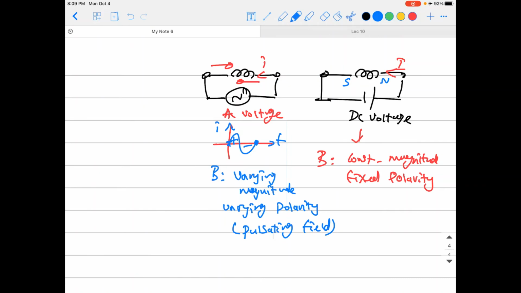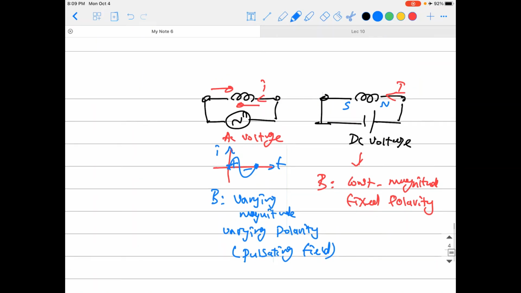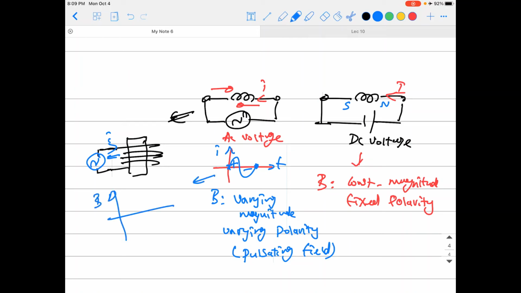What I mean by pulsating field is just like you're seeing here. If you have a coil like this, with an iron core and the coil just wound like this, and we apply the AC voltage, the current will sometimes be going inside, sometimes coming out. So the magnetic field will also look sinusoidal, so B will also look sinusoidal. That means its polarity will change.